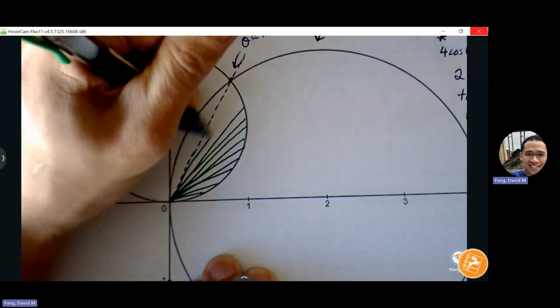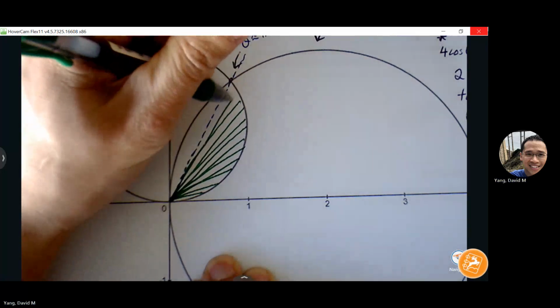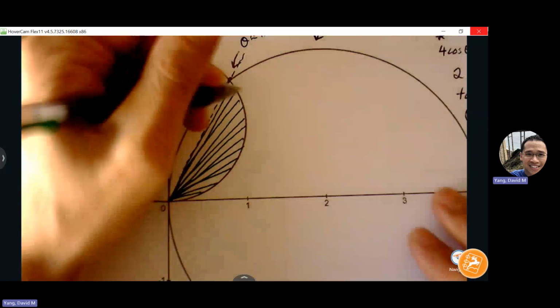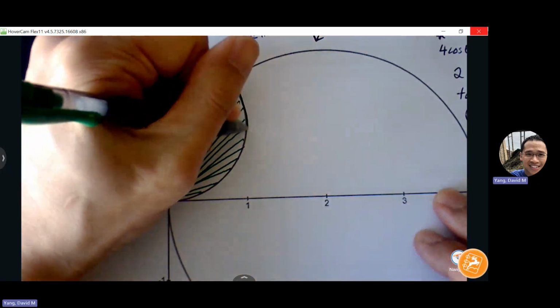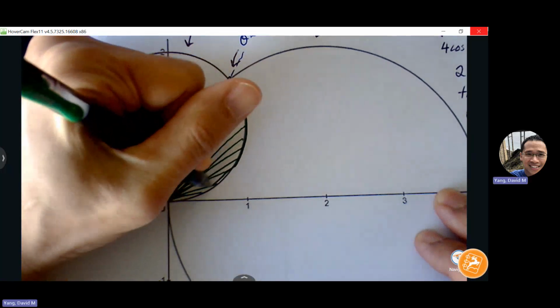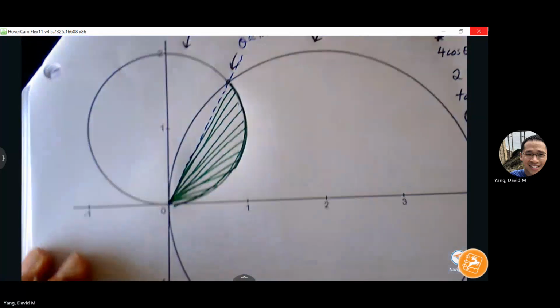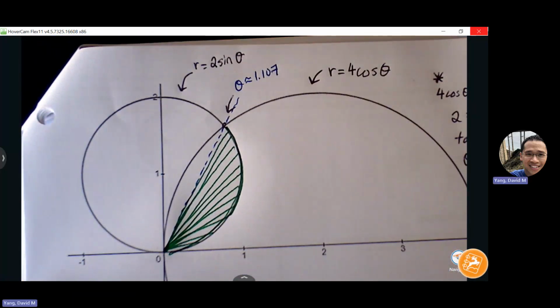So all this time here, which graph am I hitting? Yeah, I'm hitting that 2 sine, right? So I'm going to highlight that in green here. So we can find the area of this region using just 2 sine, right?